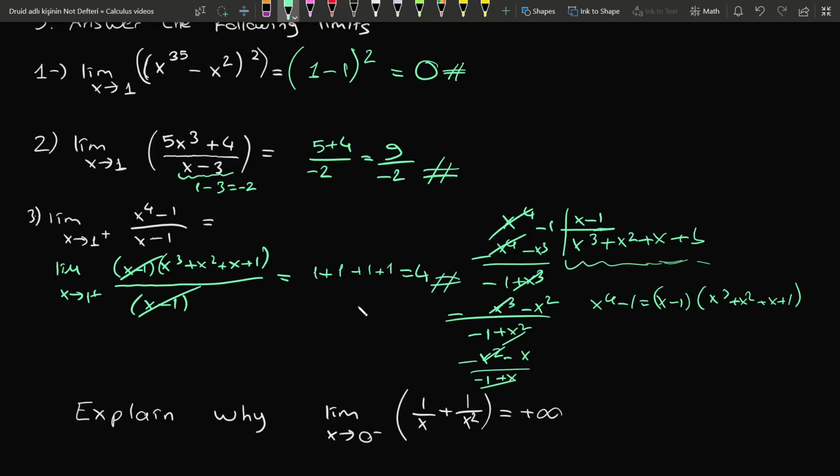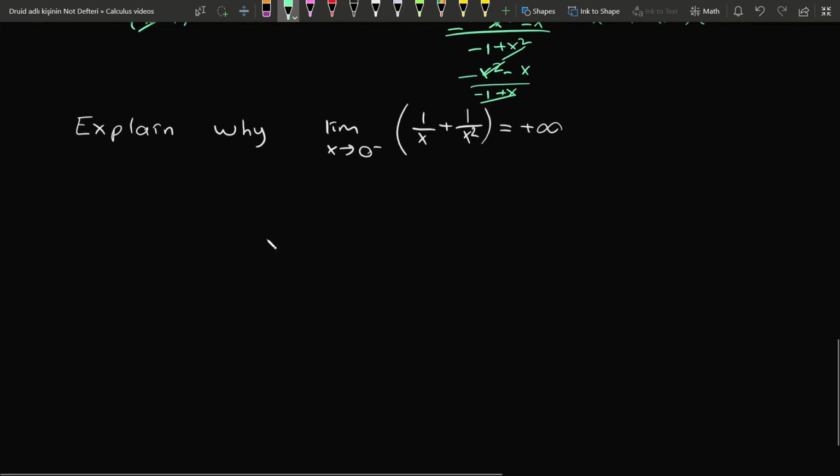That is going to be the answer. As I said, if we didn't do anything wrong with the division, it should be fine. And my goal is saving myself from the highest power here, so I'm going to divide until it's completely gone. And our last question: explain why the limit as x approaches 0 from the left of 1 over x plus 1 over x squared is equal to infinity.